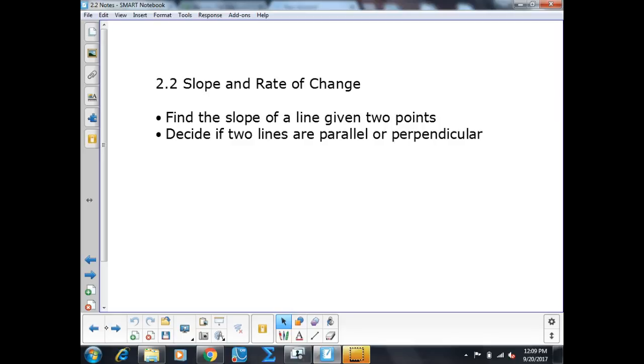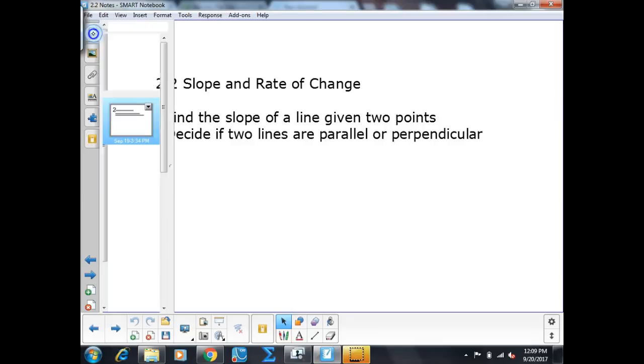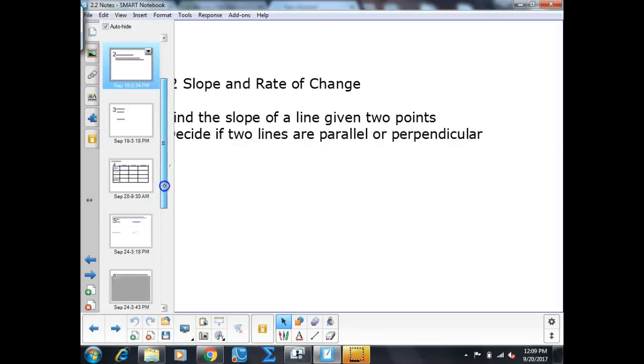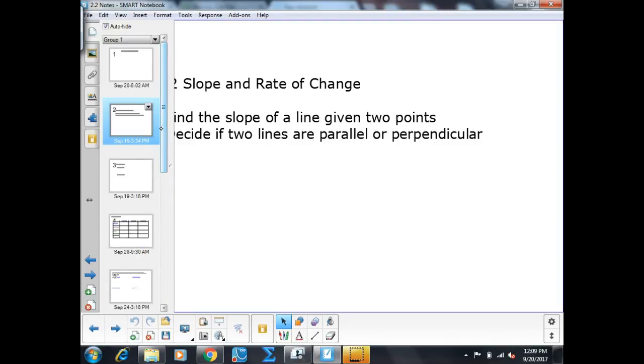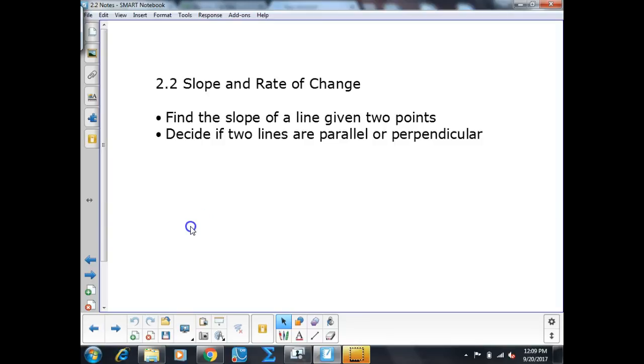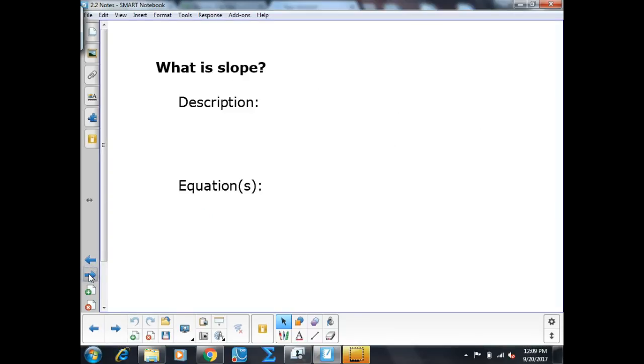Okay. So today we're going to talk slope and rate of change. I fully expect you to remember this stuff and get these nine slides done. Actually, these 10 slides, 9 slides done in no time. Okay? And then we've got plenty of time to work on our homework. So, let's talk.